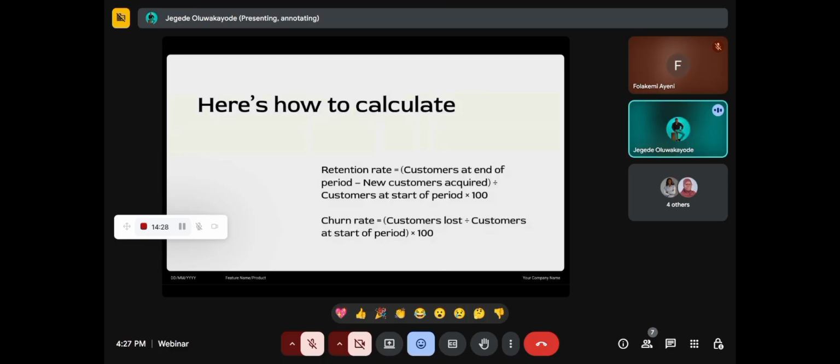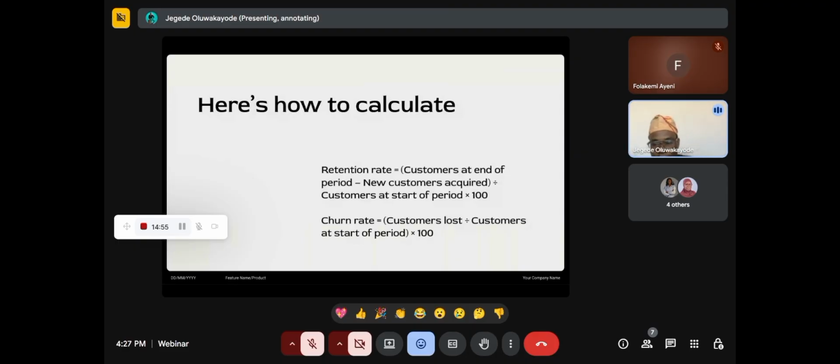Customers at the end of the period, that is 3,000. I said by December you only have 3,000 customers. And you said I acquired 5,000. So you get the idea now. So yeah, you get it. So that's simply how to calculate your retention.